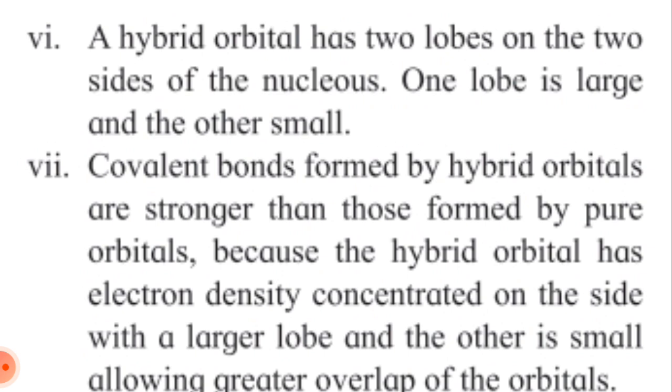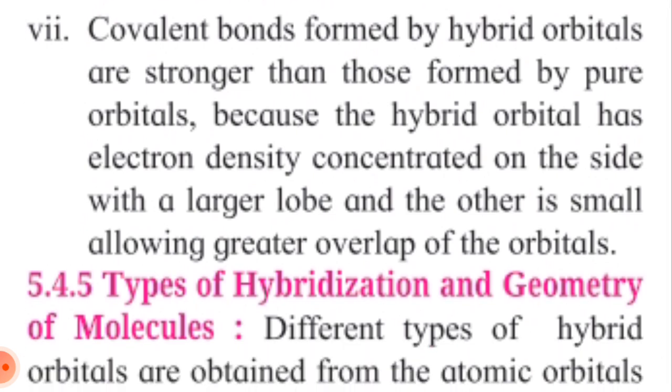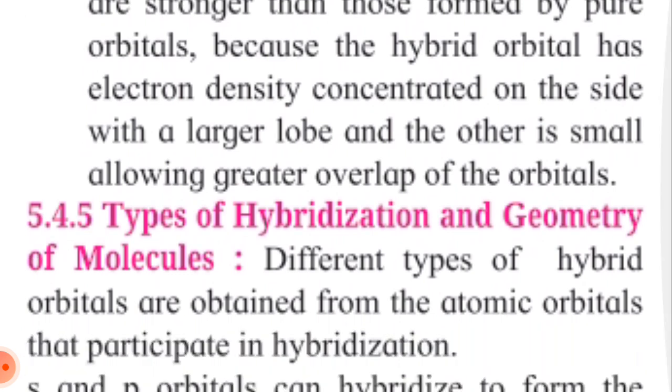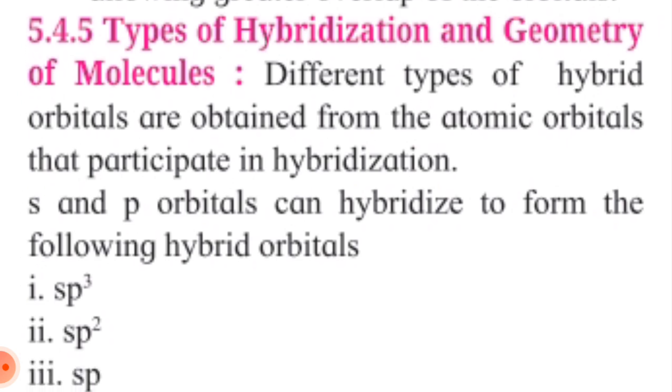Sixth, a hybrid orbital has two lobes on the two sides of the nucleus. One lobe is large and the other is small. Seventh, covalent bonds formed by hybrid orbitals are stronger than those formed by pure orbitals because the hybrid orbital has electron density concentrated on the side of the larger lobe, allowing greater overlap of the orbital.